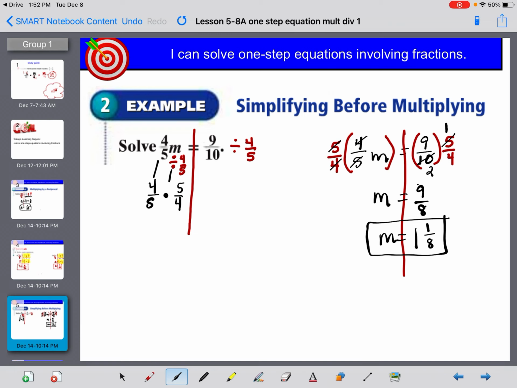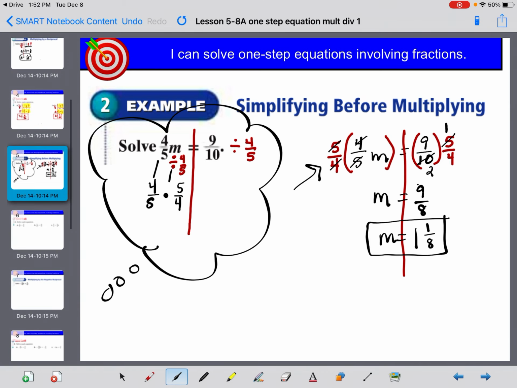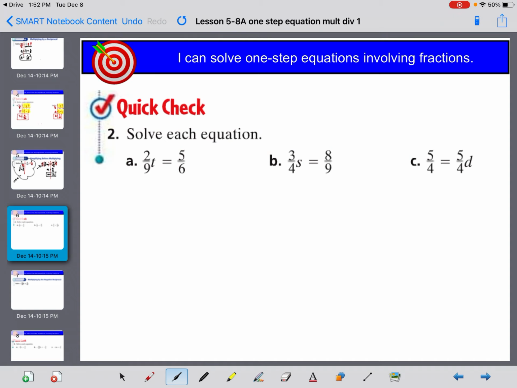Okay? Now, you could have done it this long way, but it gets, like we had over here, very cumbersome, and this is pretty quick. We're going to do another problem like that together because it's brand new to you. 2/9 times t equals 5/6.